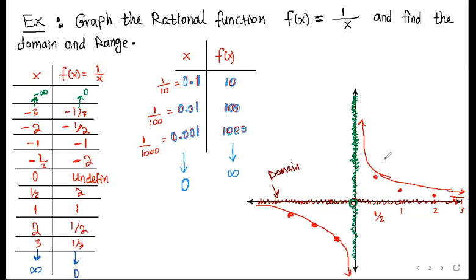The last thing we have to know for this graph is, as x goes to infinity, f of x goes to 0, becoming smaller. Same thing here. As x goes to minus infinity, f of x goes to 0.